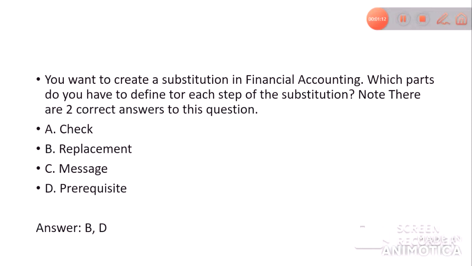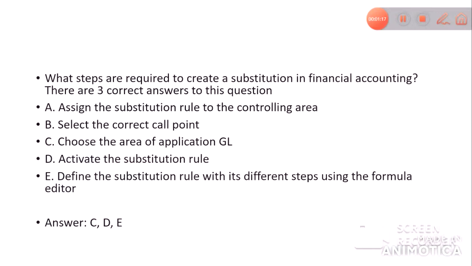What steps are required to create a substitution in financial accounting? So assign the substitution rule to the controlling area. No. Select the correct column point. Choose the area of application GL. Activate the substitution rule. Define the substitution rule with its different steps using the formula editor. I feel it is B, D and E, but I don't know why they have selected C, D, E.